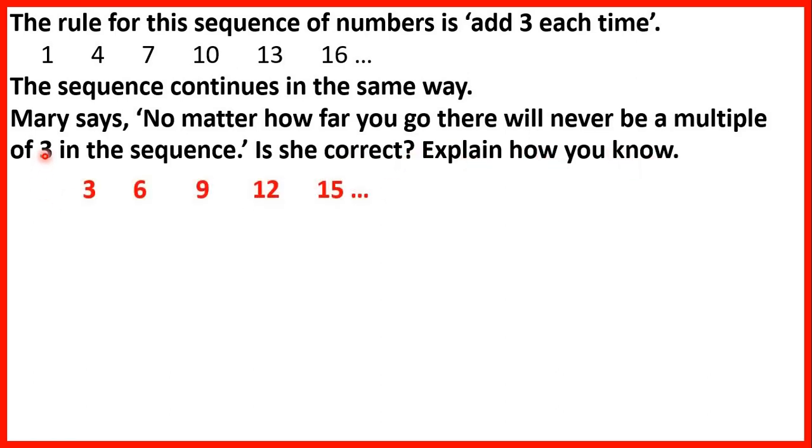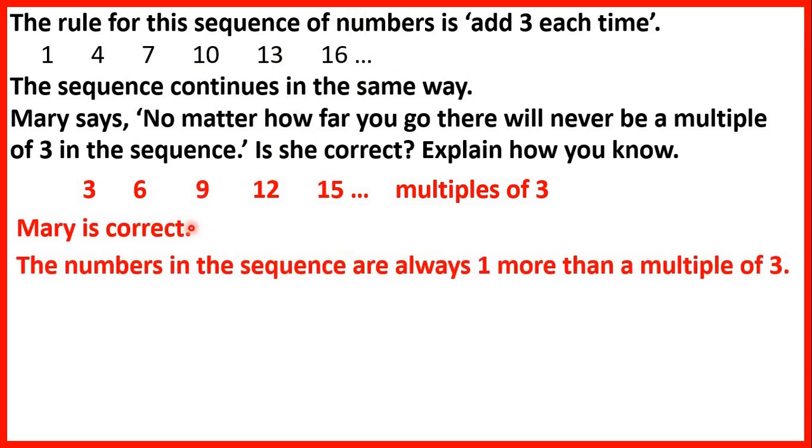So multiples of 3 are numbers in the 3 times table. And we can spot here that 4 is 1 more than 3, 7 is 1 more than 6, 10 is 1 more than 9, and this pattern continues forever. So Mary is correct. The numbers in the sequence are always 1 more than a multiple of 3.